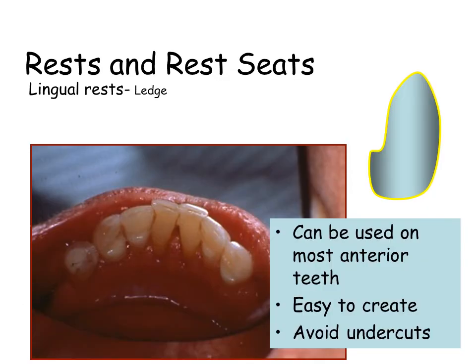A ledge is used on the lingual surface when the tooth does not have a well-formed cingulum. It is basically a 90-degree shoulder of approximately the same dimension as the cingulum rest seat. It may be enhanced with composite, when necessary, to get sufficient width.